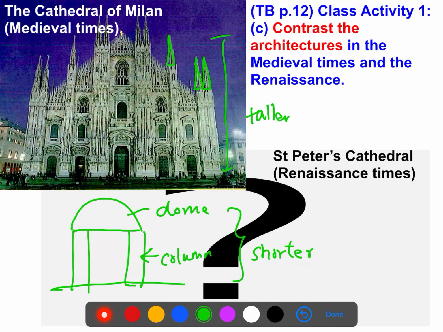Okay, so for medieval times the buildings are taller than those in the Renaissance period. Okay, and the style is totally different. They like to use the pointed arch, okay, the triangles, but for the Renaissance time they like to use domes and columns. So this is the main difference they made during the Renaissance period.